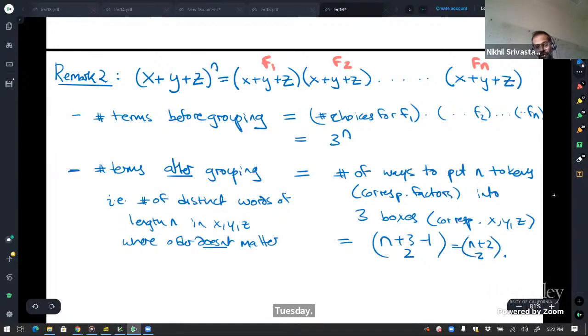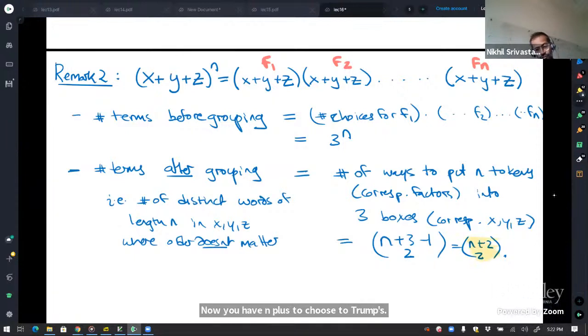So this is different from what we had in the binomial theorem, right? In the binomial theorem, we had n plus 1 terms, which is actually n plus 1, choose 1. Now you have n plus 2, choose 2 terms. So when you group the terms, the number goes down a lot.